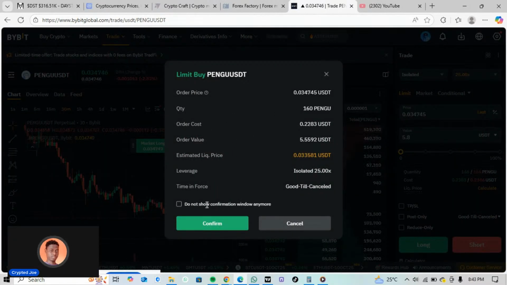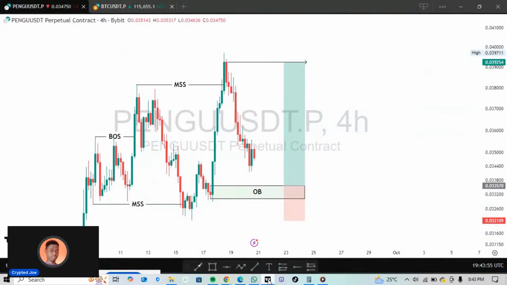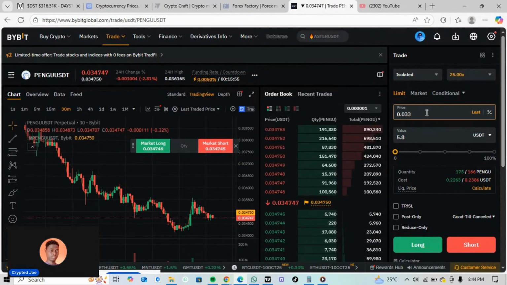It will give you all the credentials of your trade setup, your signal. So the first one is your entry 0.03, it has changed. That's not the entry. 0.0335770. 0.0335770.